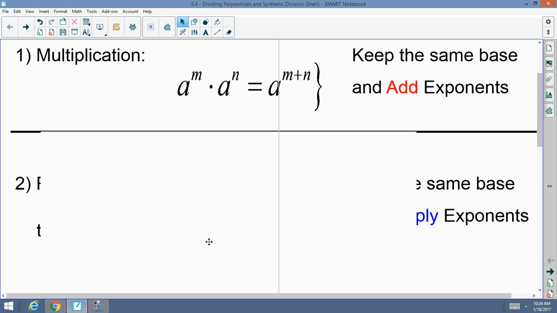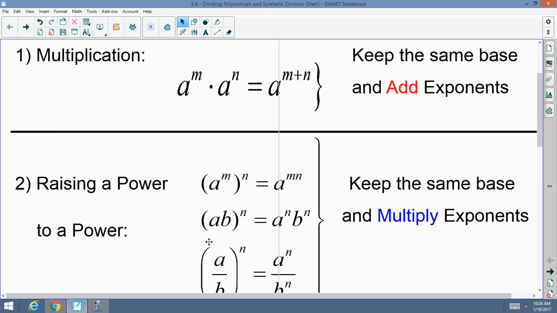Raising a power to a power. I have a to the m raised to the n equals a to the m times n. So when I raise a power to a power, I keep the base and multiply the powers. When I have ab raised to the n power, I'm going to distribute that outside exponent to all the exponents inside. I'm going to multiply that n to the exponents of a and b. Remember, when you don't see an exponent, there's an invisible 1. So therefore, I have a to the n times b to the n.